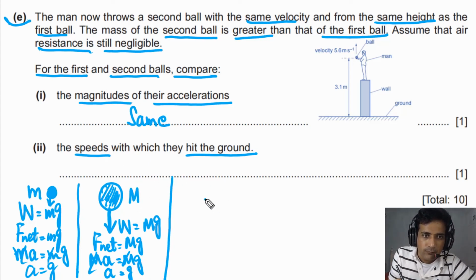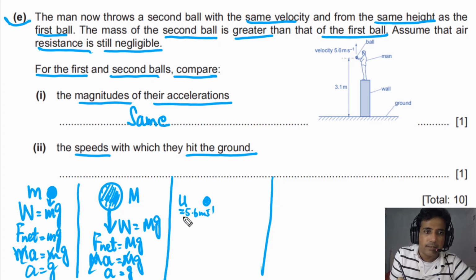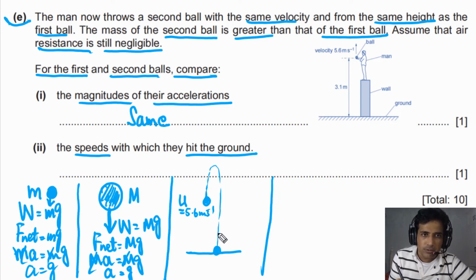Now let's take the first ball. We will take the small ball and then we will take the heavier ball. This ball's initial velocity is u, and u is equal to 5.6 meters per second. This ball will go up and then come down and hit the ground at this point. If you look at the final speed of this ball, v, we can say 2as is equal to v square minus u square. So v square in this case will be equal to 2as plus u square. So this is the equation for the first ball.